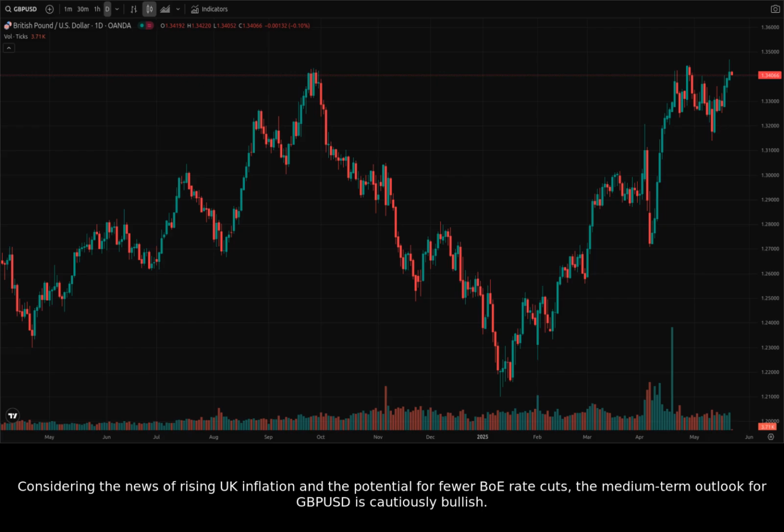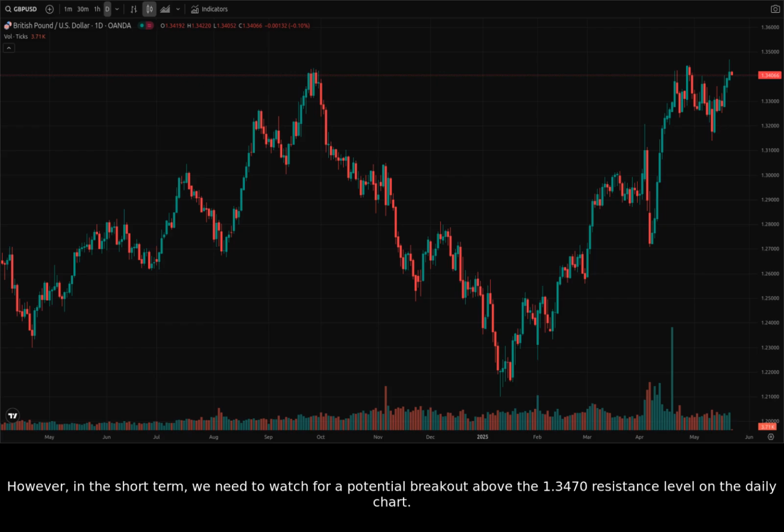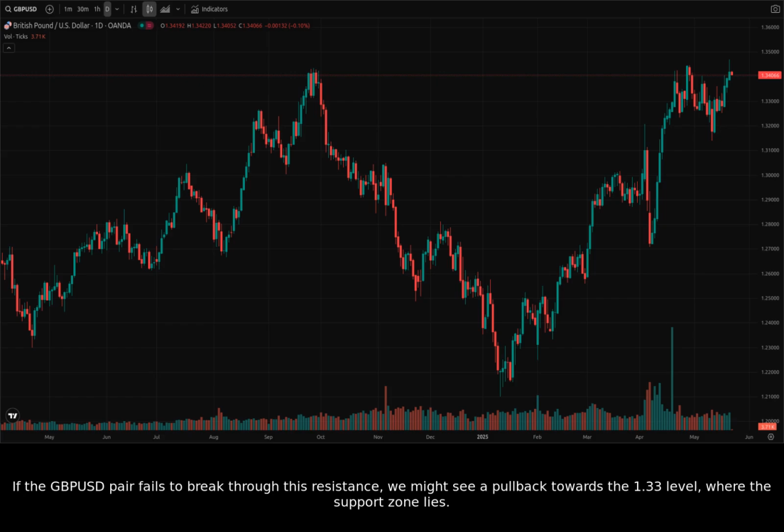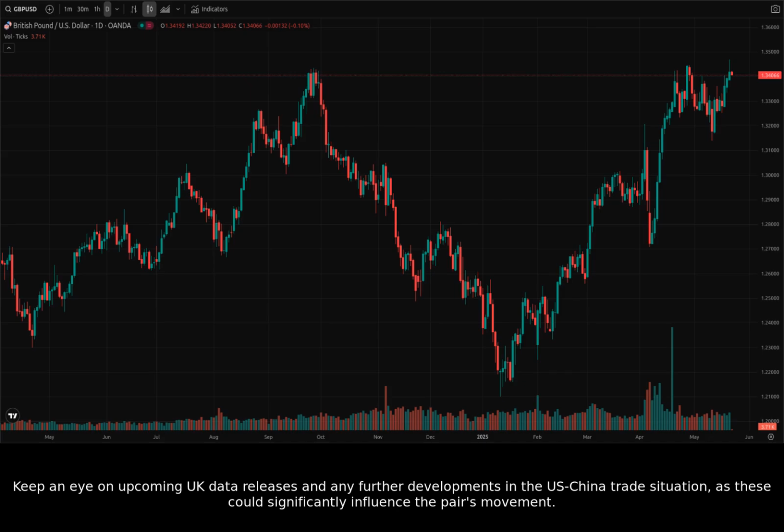Considering the news of rising UK inflation and the potential for fewer BoE rate cuts, the medium-term outlook for BoE is cautiously bullish. However, in the short term, we need to watch for a potential breakout above the 1.3470 resistance level on the daily chart. If the BoE pair fails to break through this resistance, we might see a pullback towards the 1.33 level, where the support zone lies. Keep an eye on upcoming UK data releases and any further developments in the US-China trade situation, as these could significantly influence the pair's movement.